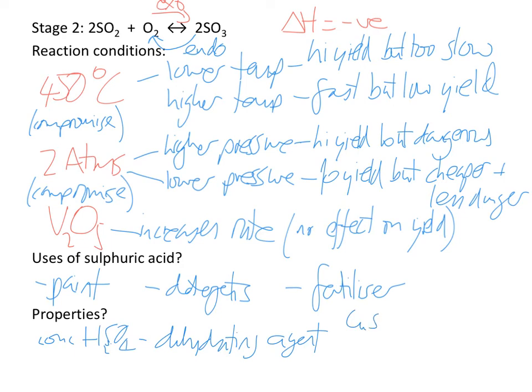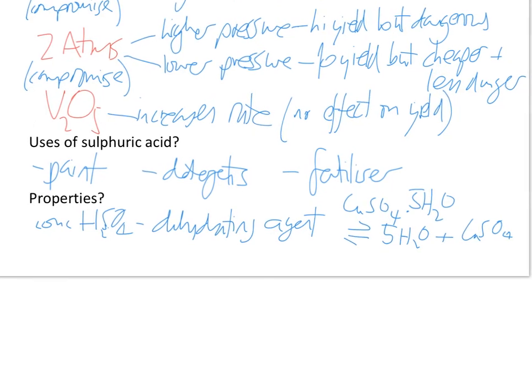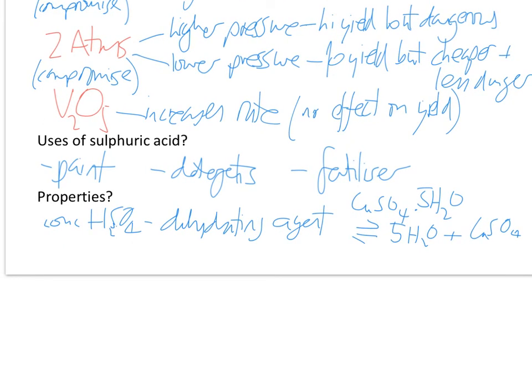It would turn. I'm going to run out of space doing this, I can see that. But you've got conc sulfuric acid there, plus 5H2O, and it would release the water. So you'd go from having this blue solid here to forming a white solid here.